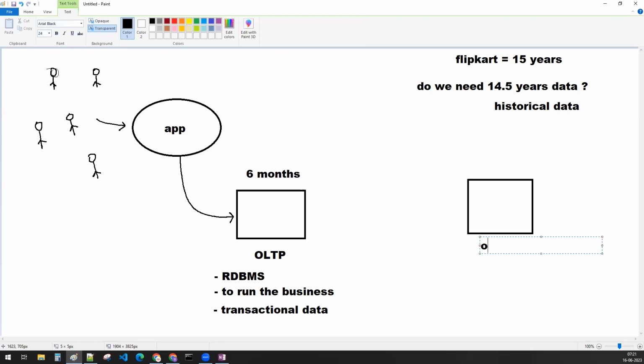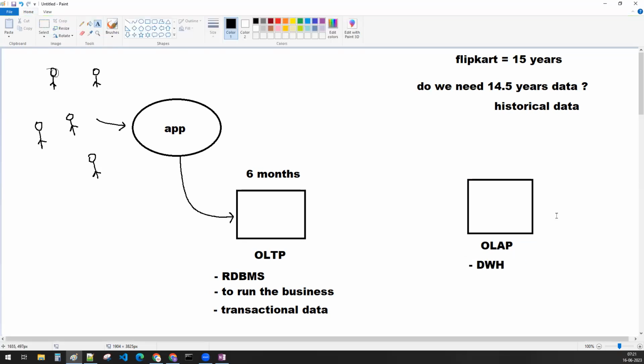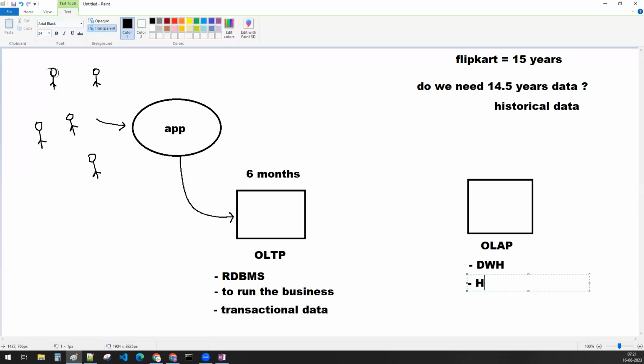OLAP. Or you can also say that as data warehouse. The name itself is saying it. Data warehouse. It's a warehouse for your data. So what kind of data are we going to store in the warehouse? A large amount of data, and it is historical data. Now, what kind of data are we storing here in the warehouse, sir? Historical data.